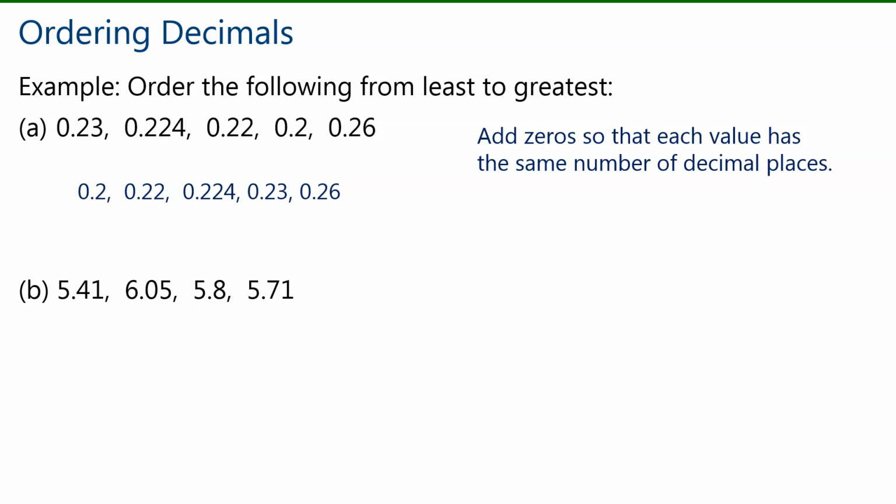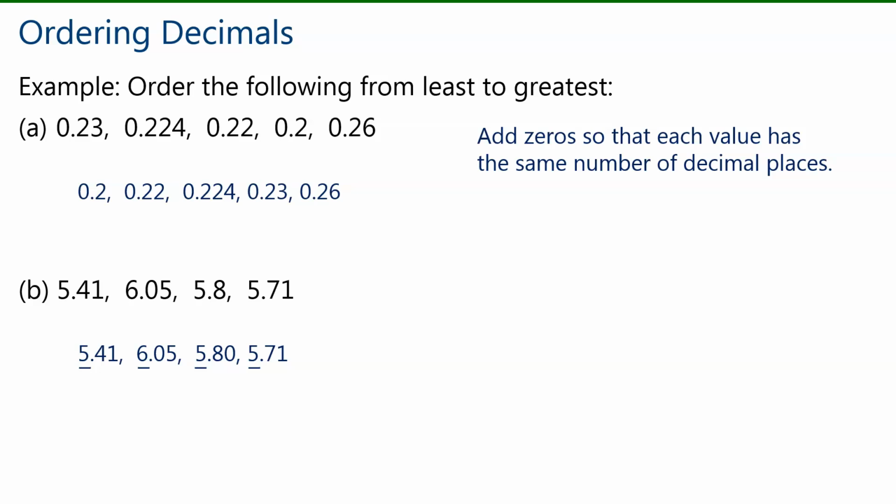Now let's do the same thing for the second set. To start, I'm just going to add on a 0 to the 8, 5.80. Now if I look at the ones place, I see that 3 of the numbers start with 5, and one of the numbers starts with 6. So between all of these, 6.05 is going to be the greatest. That will be at the end.